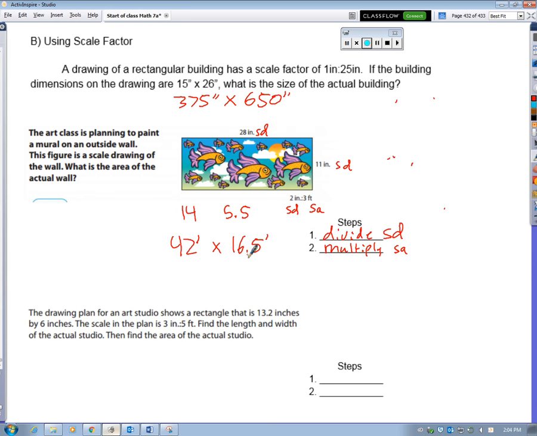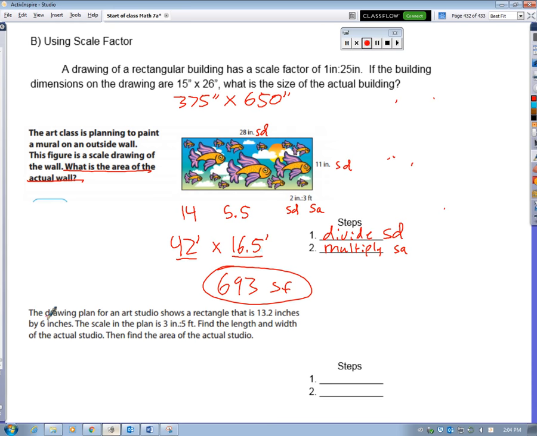But we're not done yet, because the question says what is the area of the actual wall. So now we just need to go length times width to get our area. And when we do that, we come up with 693 square feet when we multiply the length and the width. Okay, so that is the actual area of the actual wall. Okay, let's take a look at another problem, and we'll work this one out together.